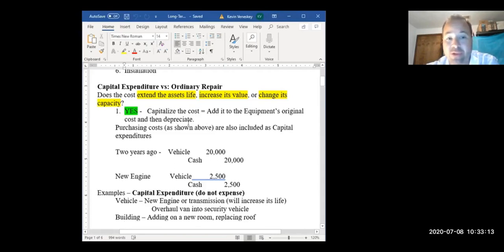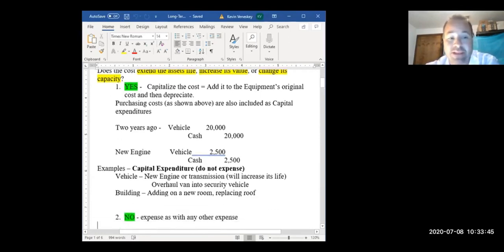If we answered yes to this, like if I bought a vehicle 2 years ago and paid cash, just as you would think, we would debit our vehicle, credit cash. And then if 2 years later I put in a new engine, I'm going to simply debit the vehicle again and credit cash. I'm not going to call that an engine expense or anything else. So I'm going to be increasing the value of my vehicle and then calculating whatever depreciation I need to do.